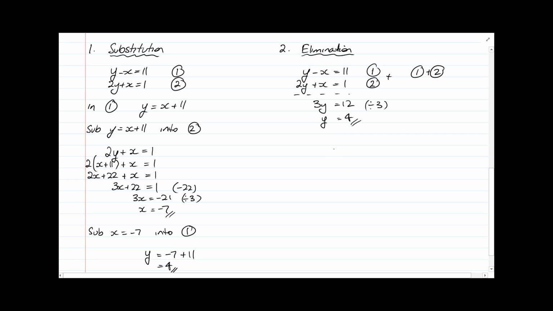There's my solution. Now I substitute y equals 4 into one of my original equations. So sub y equals 4 into number 1, and I get 4 minus x equals 11, which means that negative x is equal to 7. I subtracted 4 from both sides, and now I divide by negative 1, and I get x is equal to negative 7. So therefore, y equals 4 and x equals negative 7.